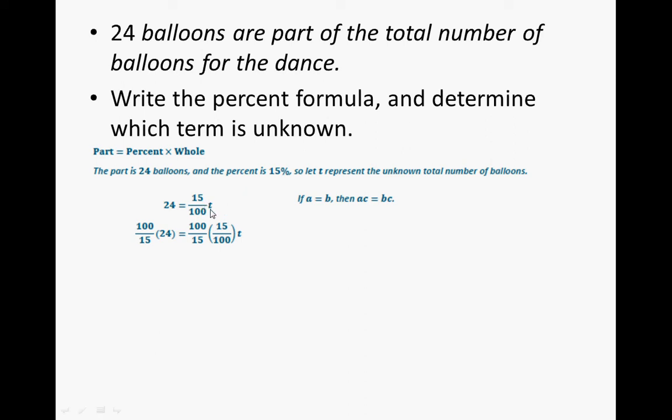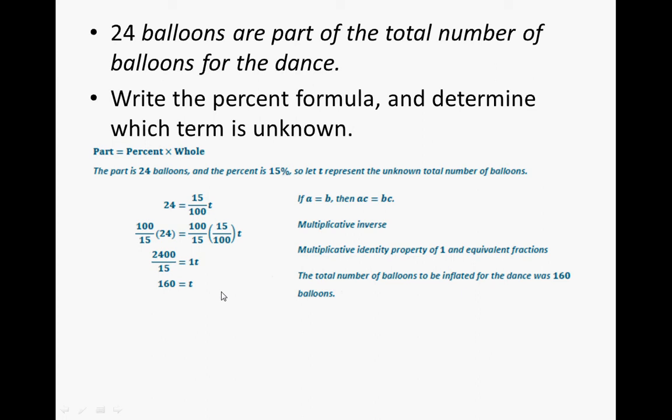So what number is going to allow us to get 1T? Well, that is multiplying by the reciprocal. So the multiplicative inverse of 15 over 100 is 100 over 15. And again, using our properties of equality, if we do that to one expression, then we need to do it to the other expression. So now we have 2400 over 15 equals 1T, and that is using the multiplicative identity property of 1 and equivalent fractions. Okay, so these are equivalent fractions. 1T is equal to 2400 over 15. And when we simplify that, we get 160. So the total number of balloons to be inflated for the dance was 160 balloons, which means that 15% is equal to 24.